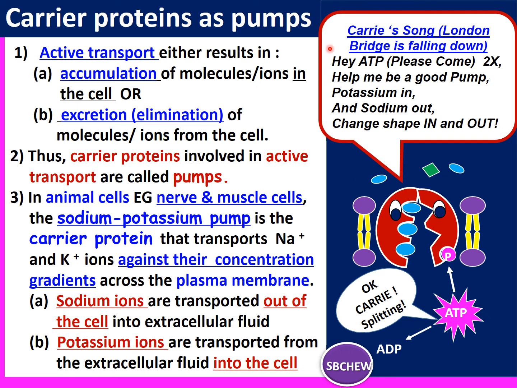So here's a song that you can sing to relate to the function of the carrier protein as a pump. The carrier protein needs to use energy from ATP to change shape and pump the ions either into the cell or out of the cell. This song is following the tune of London Bridge is Falling Down, and I composed this song just to help you remember some of the characteristics of the pump, in this case the sodium potassium pump. So let's sing it together. Okay, it goes like this.